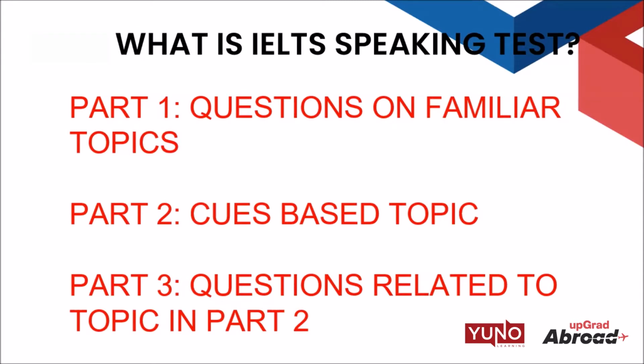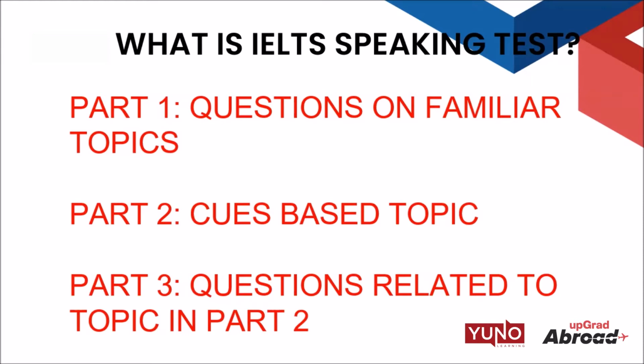The IELTS Speaking Test has three parts, Part 1, Part 2, and Part 3. Part 1 lasts for about 4 to 5 minutes, and here you are asked about 8 to 9 questions on familiar topics. Topics like your hometown, your country, your likes, your dislikes, your hobbies, etc. After Part 1, they move on to Part 2.